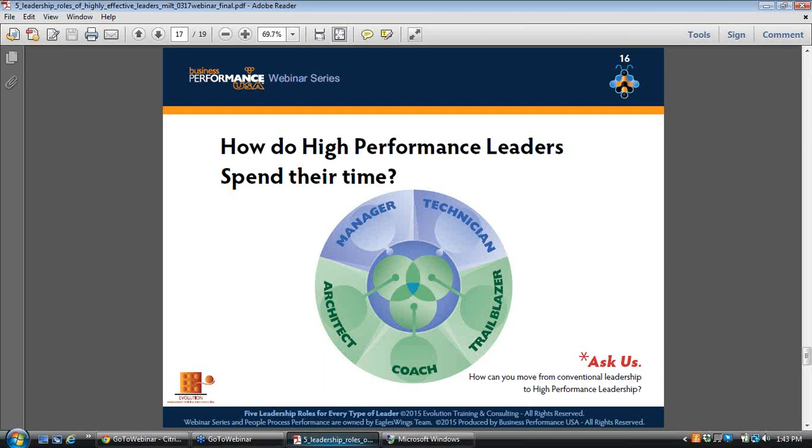So those are the 5 roles. Like I said, if you're trying to move your organization from typical performance to high performance, or trying to move from being an average leader to a high performance leader, I would suggest you focus on those 3: the architect role, the coach role, and the trailblazer role. Like I said, that doesn't mean we don't pay attention to being a manager or a technician, but those are really the keys that we found to high performance.